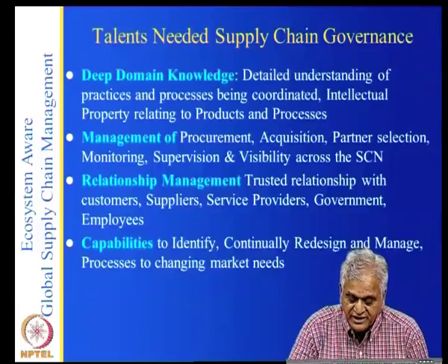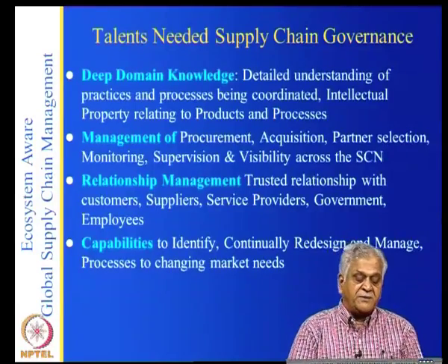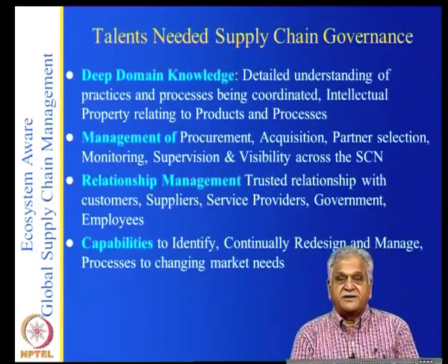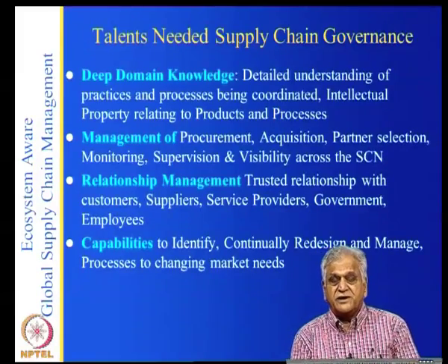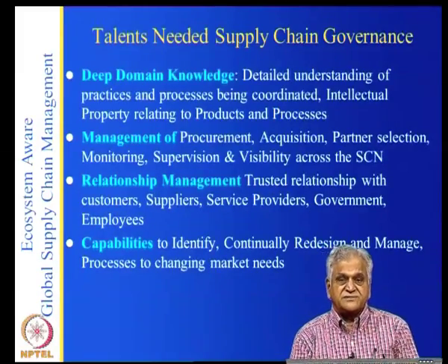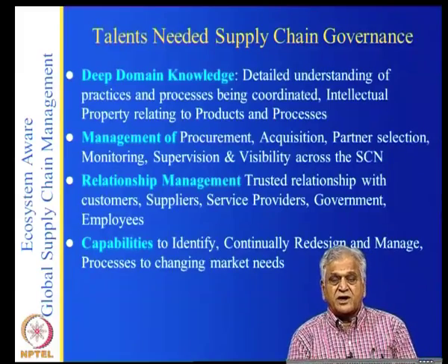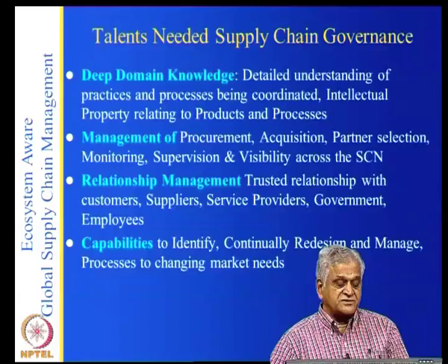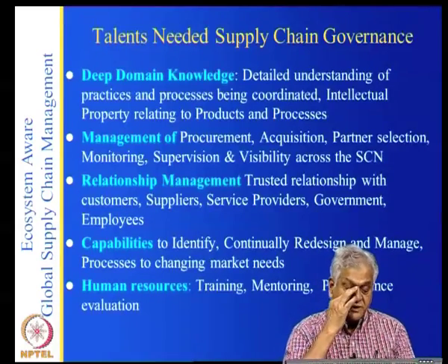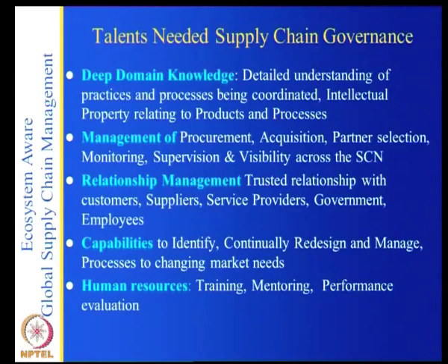And capabilities to identify, continually redesign and manage processes to changing market needs. This is an important thing, particularly if you are a technology oriented company. Technology changes, so as they change, your products get outdated. So, you have to think of new products and so on. And human resources, training, mentoring and performance evaluation. So, these are the kinds of talents that are needed in supply chain governance.